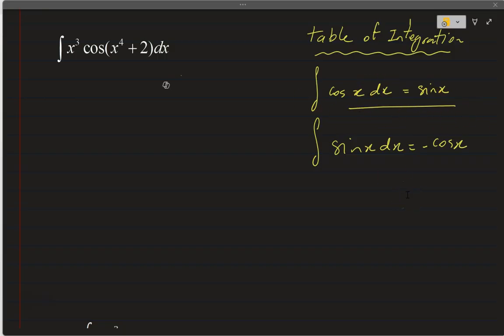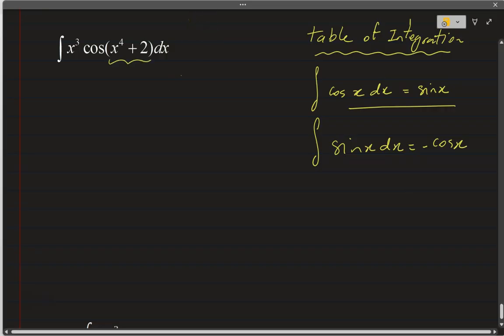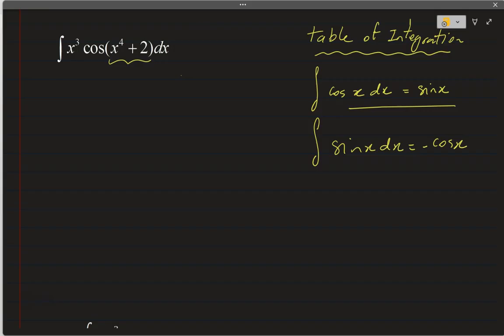But the idea is the same for the substitution method. The first thing is that you look at the inside, and you notice that the derivative of x to the fourth is 4x cubed. That x cubed is right here. So that's a clue. So go ahead and say u equals x to the fourth plus 2.